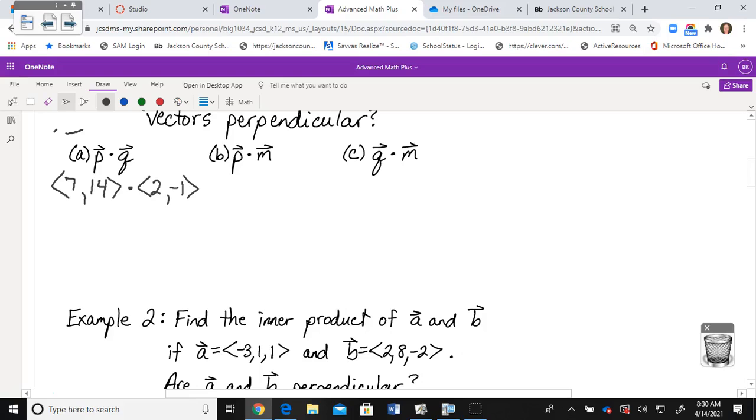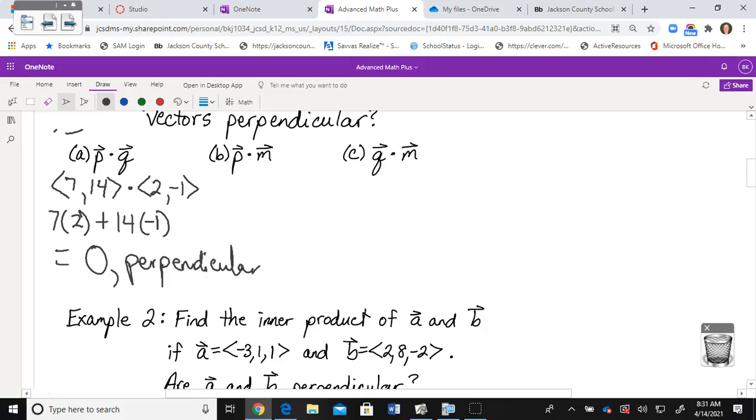What do we do with the first two numbers? Multiply them. 7 times 2 plus, what do we do to the second two numbers? Multiply them. 14 times -1. What will that equal? 0. So, the inner product is 0. Are those vectors perpendicular? Yes. Why are they perpendicular? Because the inner product is 0. If it's not 0, it's not perpendicular. Okay? 14 minus 14 would be 0. Everybody with me? Easy peasy.